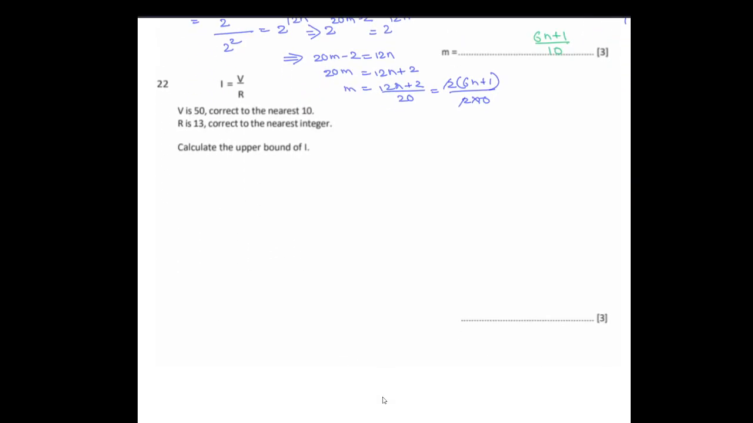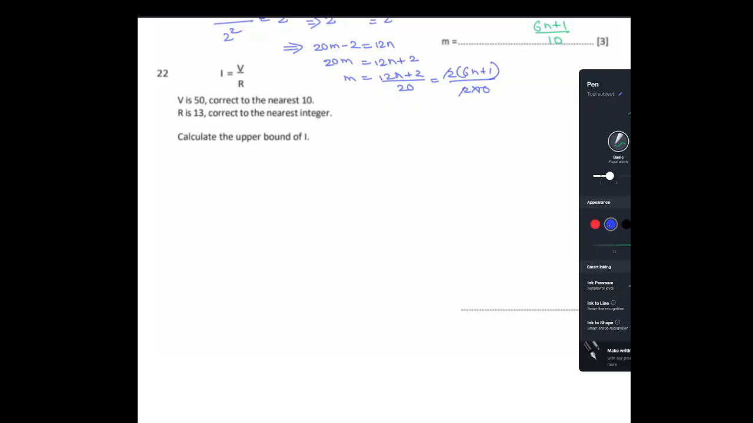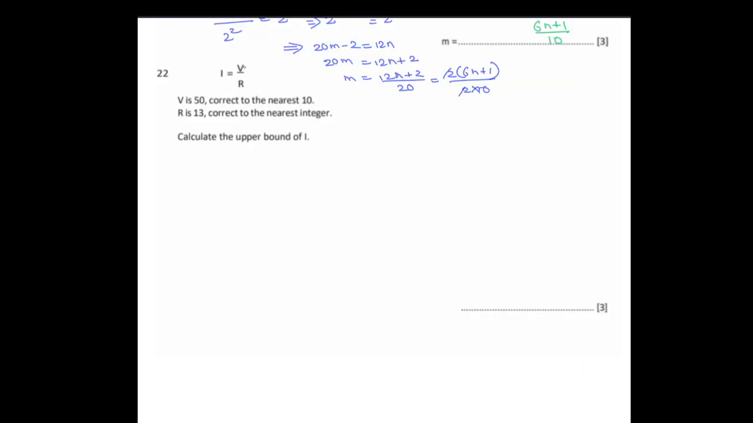Question number 22. I is equal to V by R. V is 50, correct to the nearest 10. R is 13, correct to the nearest integer. Calculate the upper bound of I. Now to find the upper bound of I, which is V by R, V is in the numerator and R is in the denominator. To get the upper bound, we need to take the upper bound of the numerator and the lower bound of the denominator.